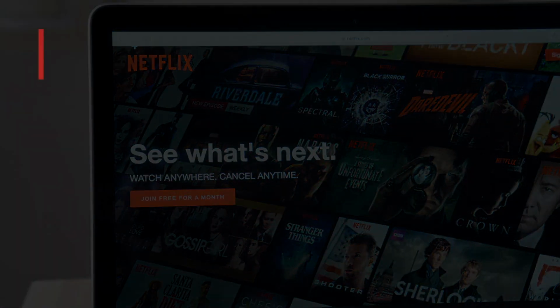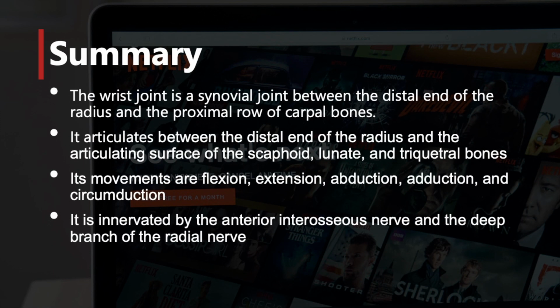To sum up the lesson for today, we could say that the wrist joint is a synovial joint between the distal end of the radius and the proximal row of carpal bones, and it articulates between the distal end of the radius and the articulating surface of the scaphoid, lunate, and triquetral bones. Its movements are flexion, extension, abduction, adduction, and circumduction only, without rotation. It is innervated by the anterior interosseous nerve and the deep branch of the radial nerve.